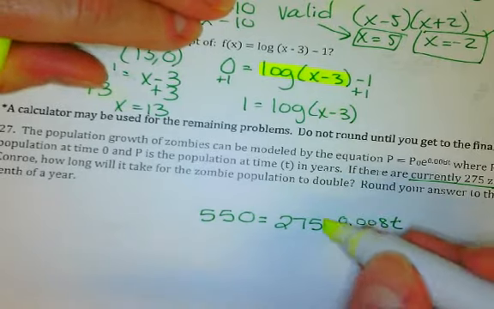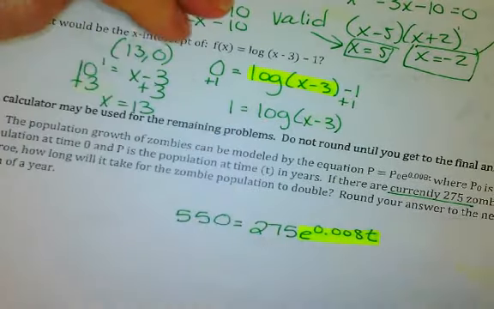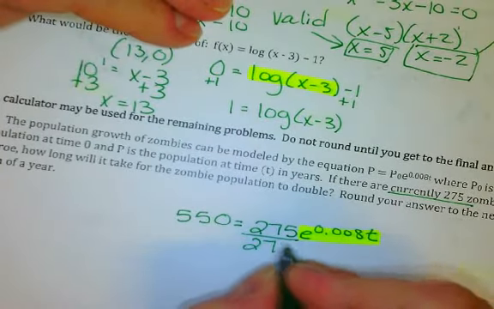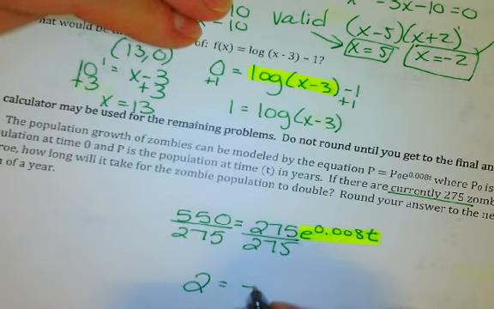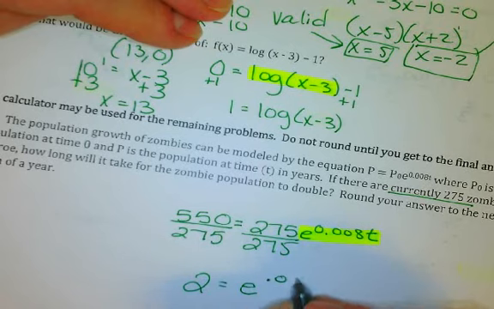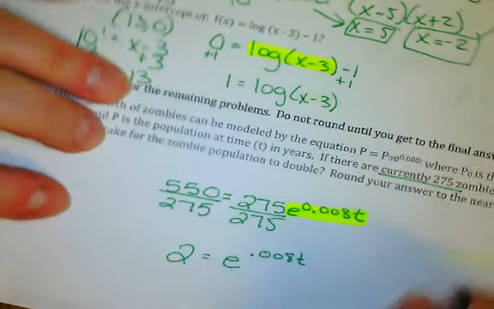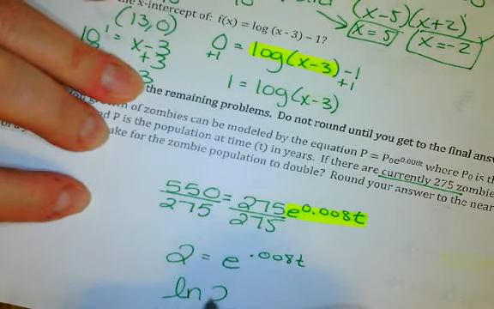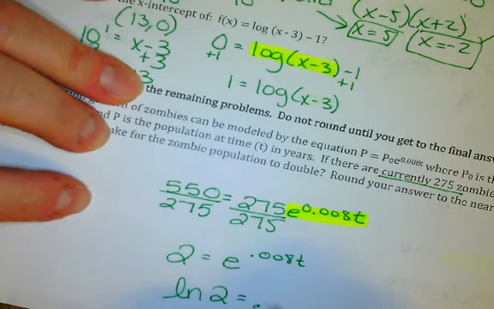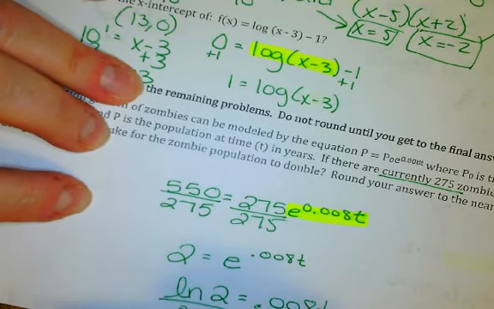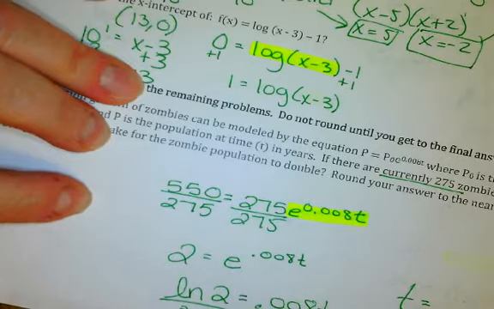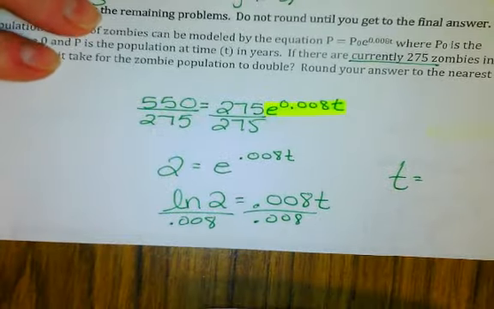Okay, so again, you have to get that base and that exponent by themselves. So I'm going to divide that. That gives me 2 equals e to the power of 0.008t. I can now change it. So ln 2, natural log of 2, equals 0.008t. And if I divide, I'm going to find out what t equals.